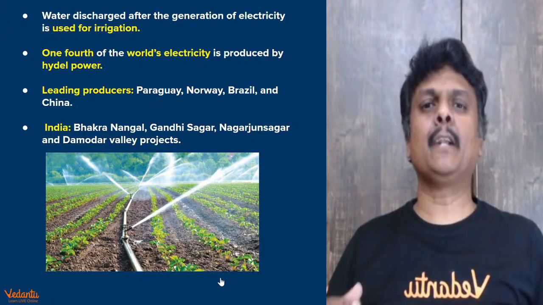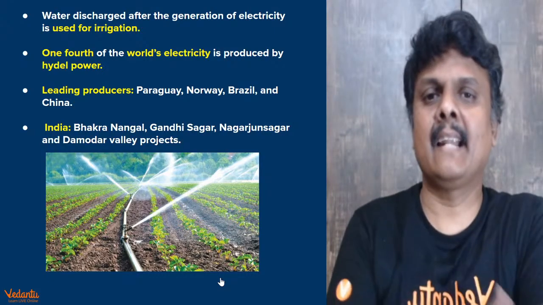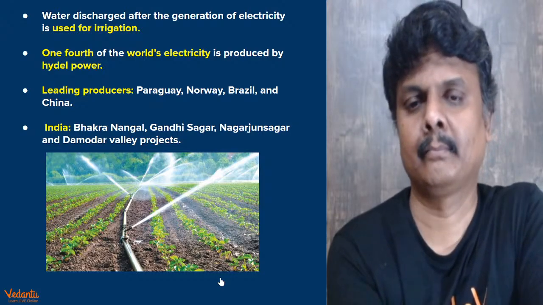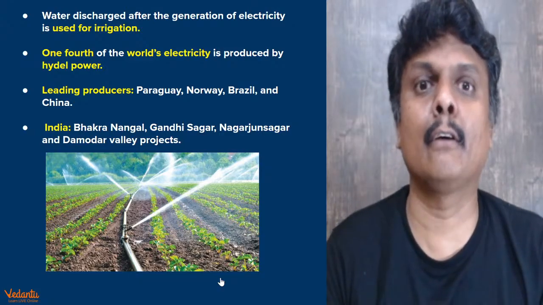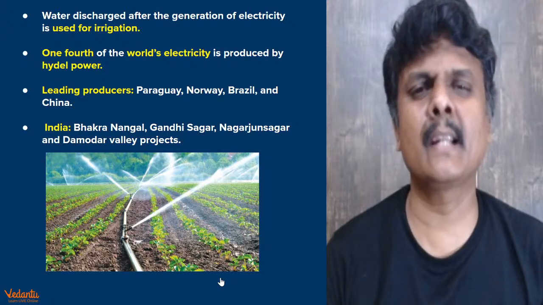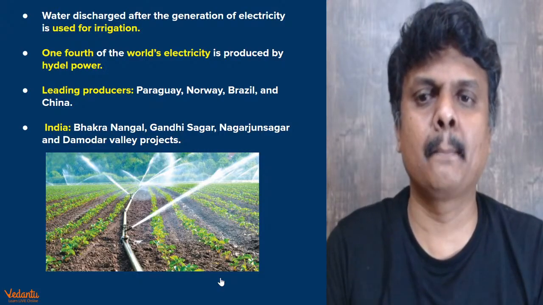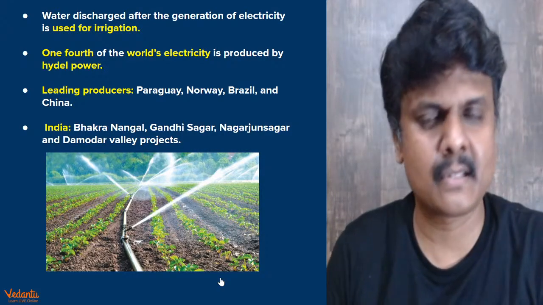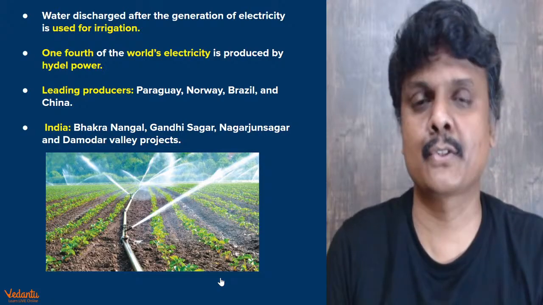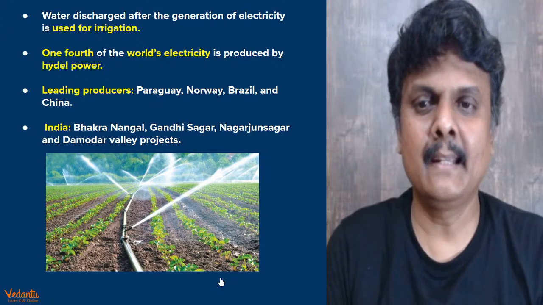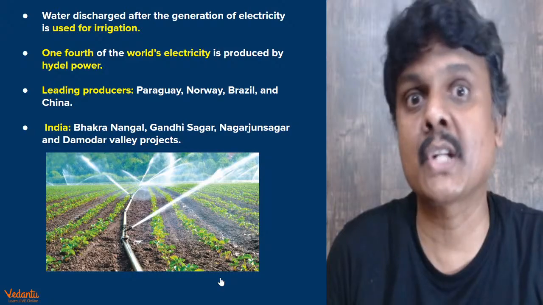So guys, typically in hydroelectricity, water is discharged. We generate electricity from the flowing water, right? And that water is discharged for irrigation to the fields, multiple places. Okay guys, remember, 25%, 1/4 of the world's electricity is hydroelectricity, because water is abundant, right? Now leading producers of hydroelectricity are Paraguay, Norway, Brazil and China. Solar power has come very recently, guys, but conventional hydroelectricity has been used for many years. Cool. So in India we have Bhakra, Nagarjunsagar, Gandhi Sagar and Damodar Valley project. All are hydroelectric power stations.